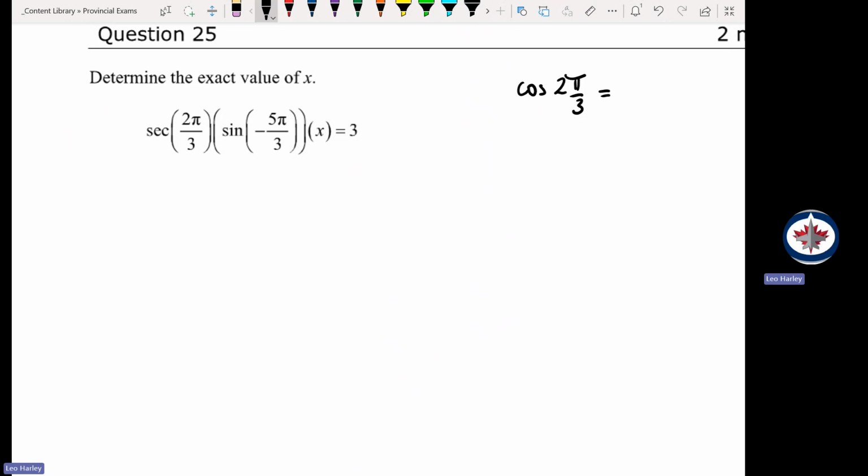Wow, they're all coming at us right now. 3 pi by 3. Isn't it minus 1/2? Yeah. All right, maybe let's look at our unit circles a little bit. So if that's the case, then what's the secant of 2 pi by 3? Minus 2. Okay.